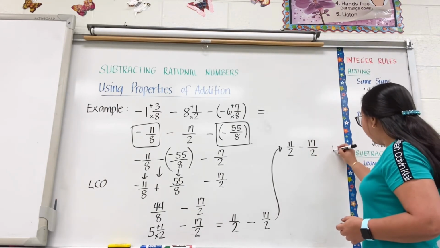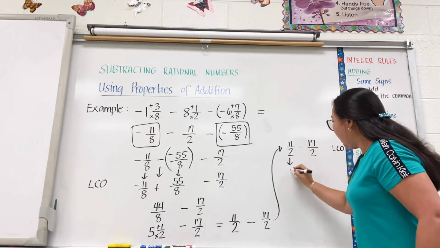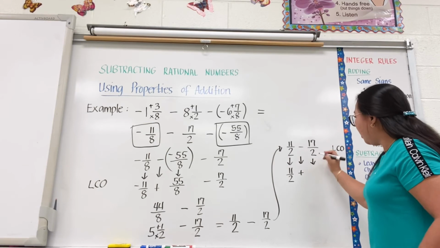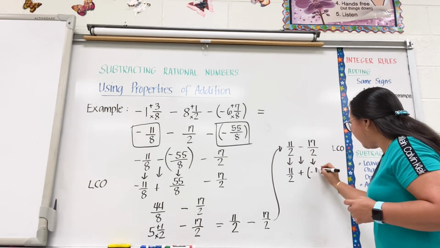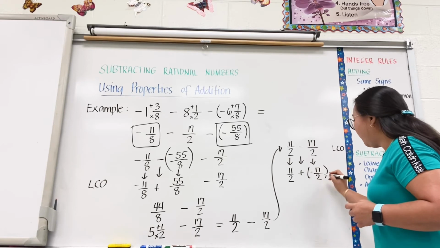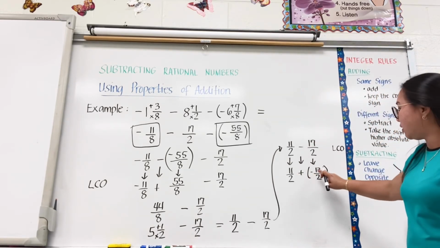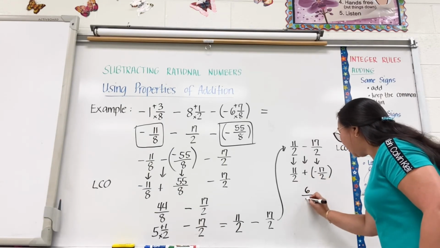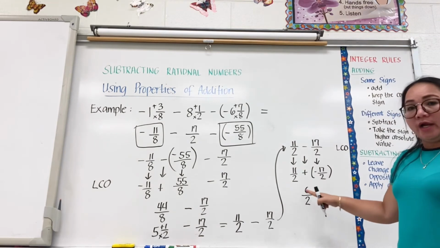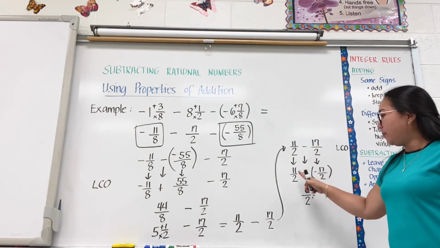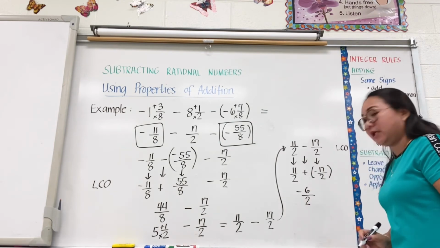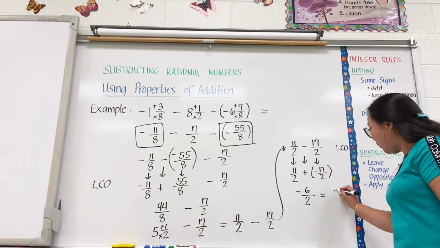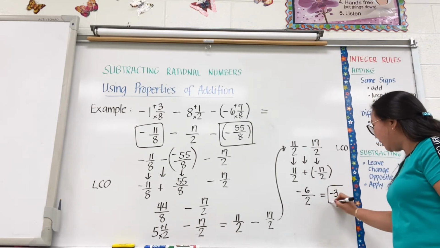We will apply the LCO. So leave 11 over 2, change this to addition sign. Opposite of 17 over 2 is negative 17 over 2. Positive, negative, subtract. So 17 minus 11 is 6. Keep the denominator, which is 2. Now take the sign of the higher absolute value. So 17 is bigger than 11. So this is negative 6 over 2. Then simplify. So 6 over 2 is equal to 3 and the sign is negative.